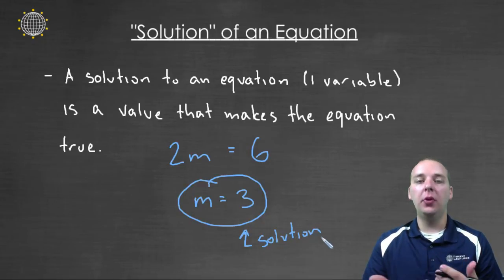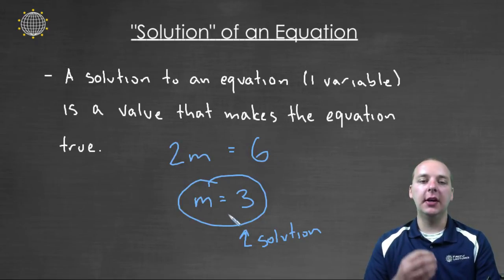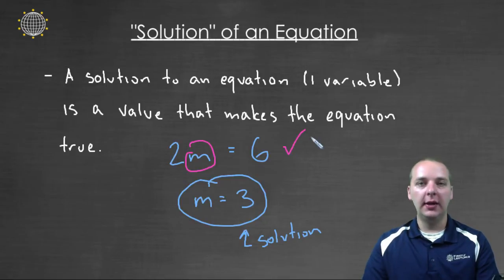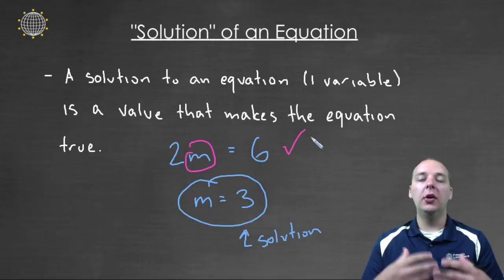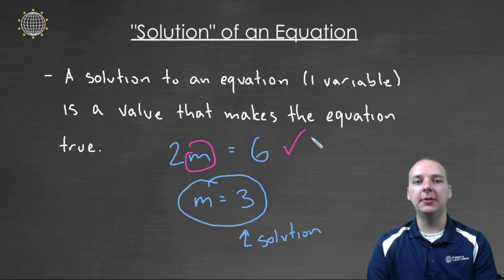m equals 4 or 5 or 6, those would not be solutions, because if you double 4, 5, 6, or 7, etc., you would not get 6. And so again, it's a value that when you plug it in for the variable term in the equation is going to make the equation true. Now the real challenge throughout our semester is going to be learning ways to find solutions. This can be a very challenging thing.